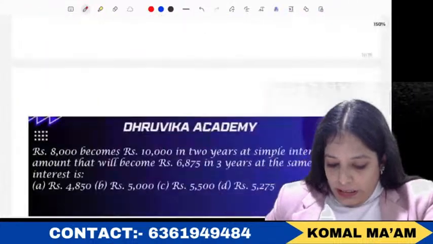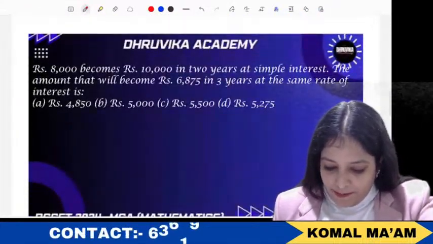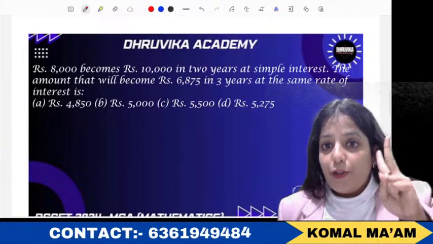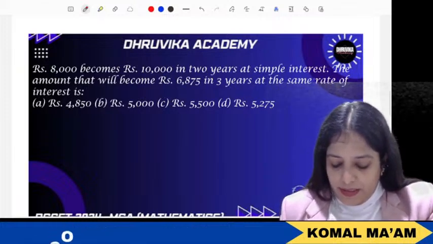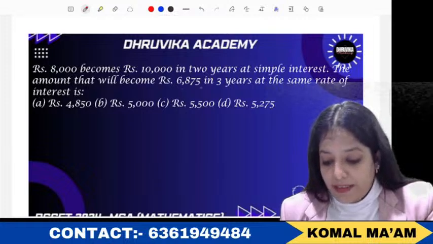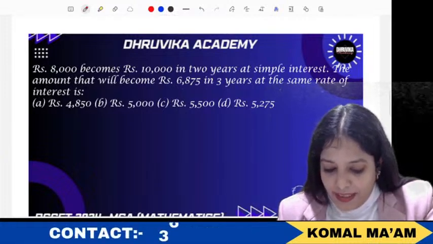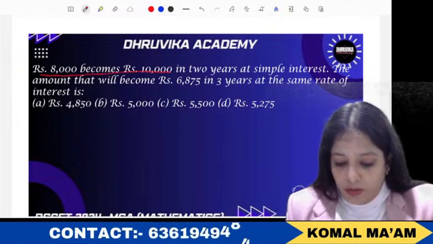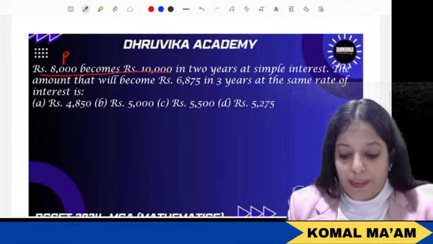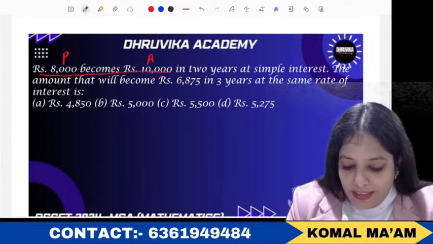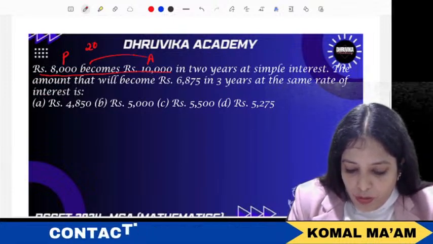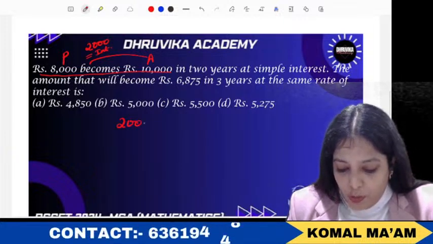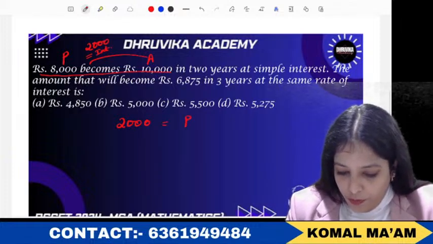Okay, now coming to the next question, guys. See, rupees 8,000 becomes rupees 10,000 in 2 years at simple interest. The amount that will become rupees 6,875 in 3 years at the same rate of interest is. See, you have been given one equation where it says 8,000 becomes 10,000. 8,000 is the principal, becomes 10,000, this is the amount. So the difference between the amount and principal, that is 2,000, will be the interest.